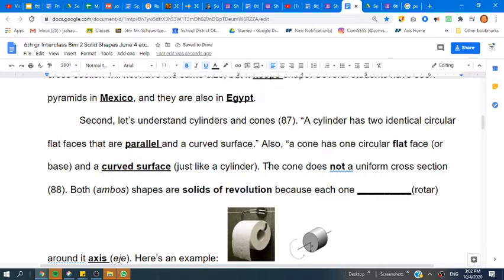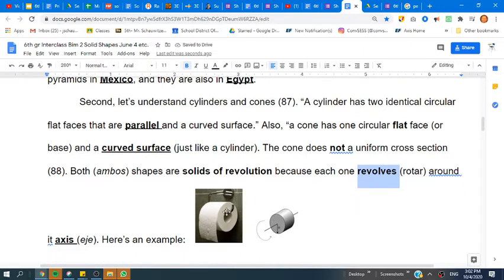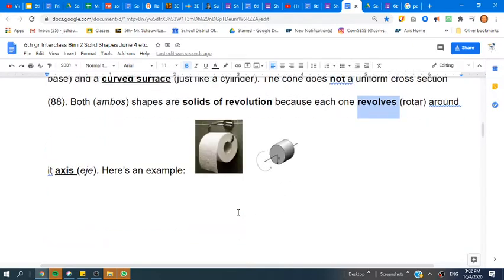The cone does not have a uniform cross-section. Both shapes are solids of revolution because each one blank around it. How do you say rotar in English? Revolves around it. Here's an example. So you can see that revolving circular base, right, goes around and around and it doesn't change the shape itself.